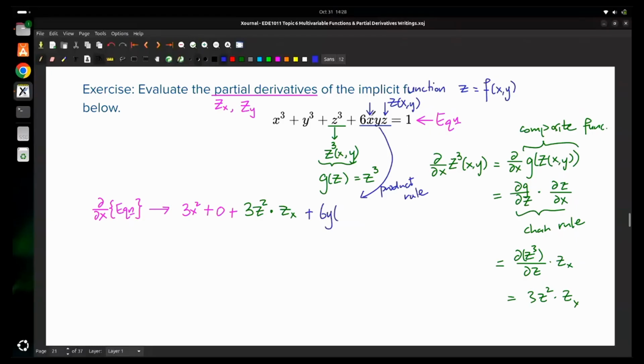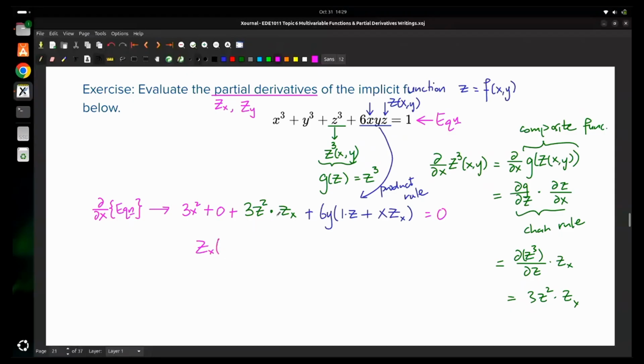Then when you differentiate xz, you differentiate x first, you get 1, then you keep z, plus, when you differentiate z, you keep x, and when you differentiate z you get z sub x, because you differentiate z with respect to x. So therefore just z sub x, using the product rule. Then you let this be equal to the derivative of 1, which is 0. Because you want z sub x, you just isolate z sub x.